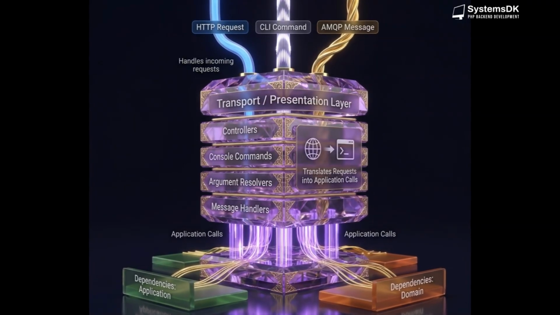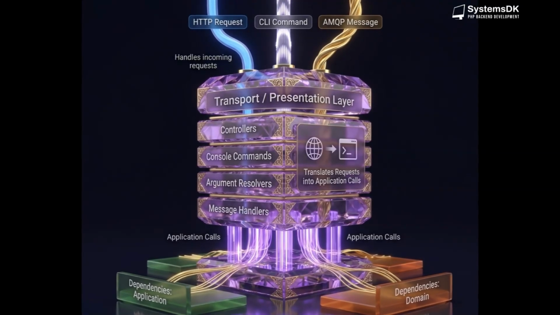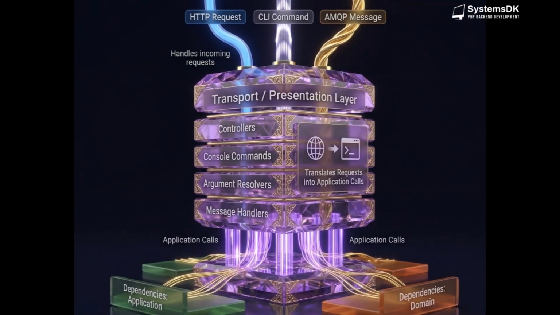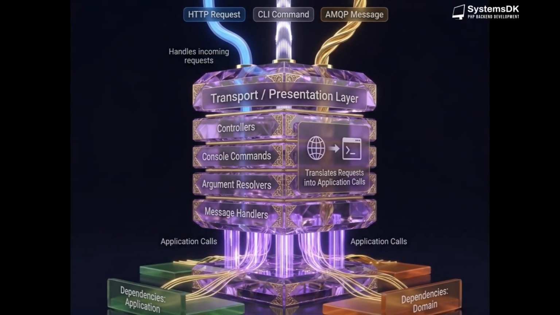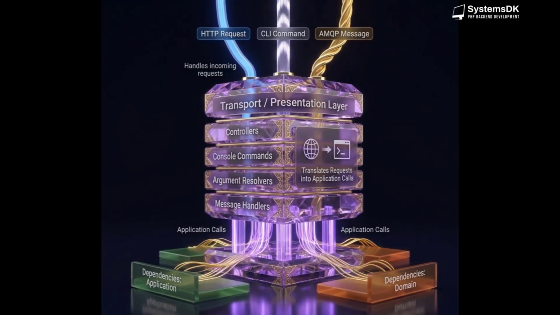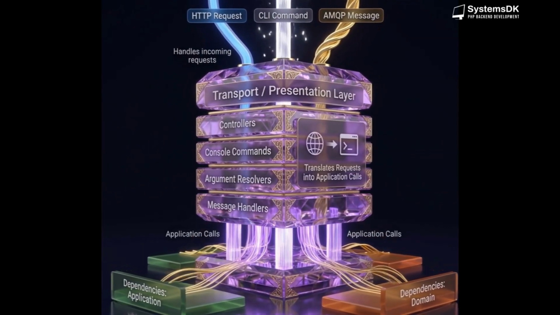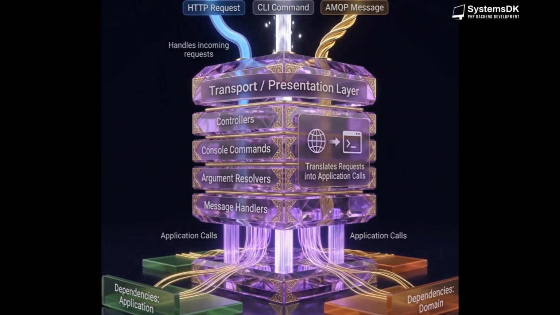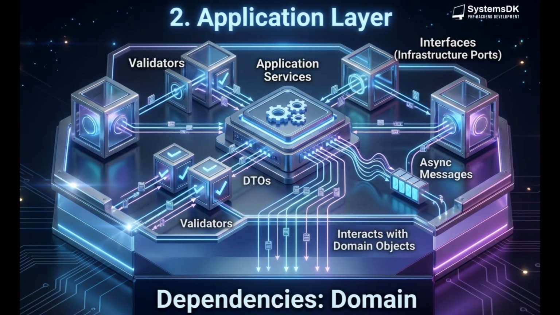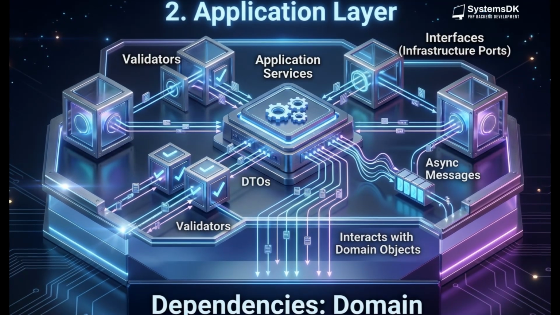Serving as the presentation interface, it depends strictly on the application and domain layers to do the heavy lifting. Its sole purpose is to handle incoming inputs, be it HTTP, CLI, or AMQP. Through neatly organized controllers, console commands, and value resolvers, it safely translates external requests into precise commands for the application layer to execute. Once the request is cleanly received, it's handed over to the application layer.